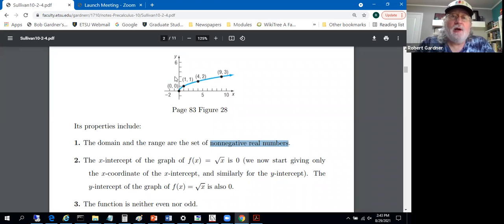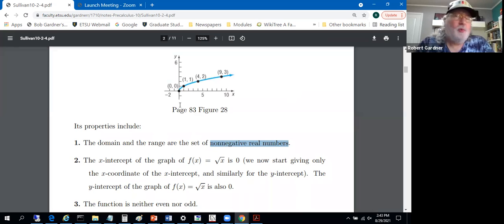So the inputs start at 0, and for any x value greater than or equal to 0, I can take the square root and get a real number out.